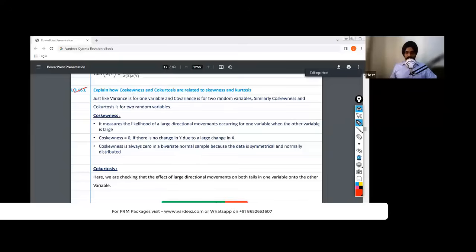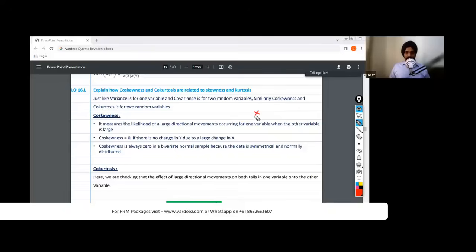Co-skewness and co-kurtosis. Now, I would say it's a very complex concept to be learned at this point, but let's just go through it. Co-skewness measures the likelihood of large directional movements occurring for one variable when the other variable is large. Essentially, when we talk about co-skewness, we had this variance, right? We said that if I have one variable X and one variable Y, if this is moved, what happens to this? That's what the covariance tells you, right? The correlation tells you that if this goes up, what happens to this one?